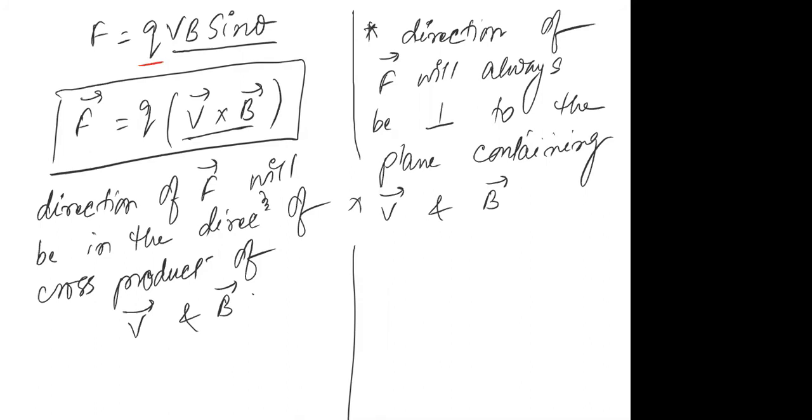One way to find the direction is by cross product. Another simplest way is a rule called Fleming left hand rule, which you must be aware of, because you must have studied this rule in class 10th also. This is the easiest way to find the direction of magnetic force. The rule gives the direction of magnetic force. Try to understand.